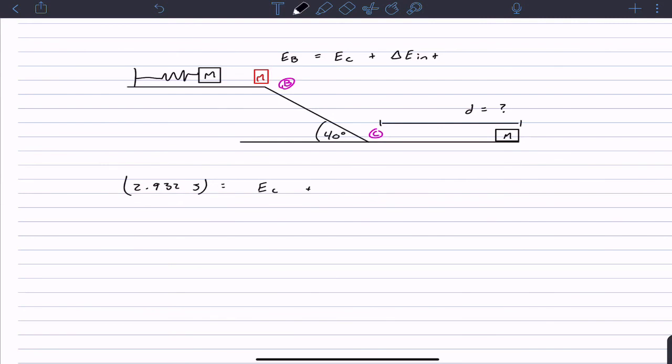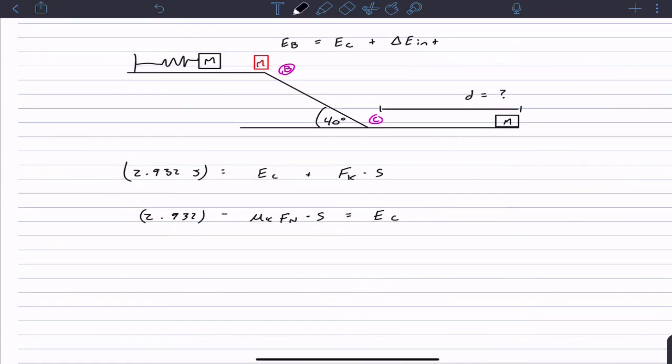Okay, so that's going to be Fk, frictional force times the distance. Well, we want energy C. We know what this is going to be. We want energy at C, so let's do this. So 2.932 minus, we'll call this mu k, and then we want this to be Fn dot S. Okay? That's going to be equal to EC. So again, EC is equal to EB minus the frictional force dot S.